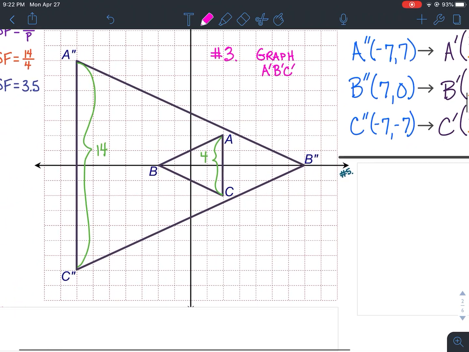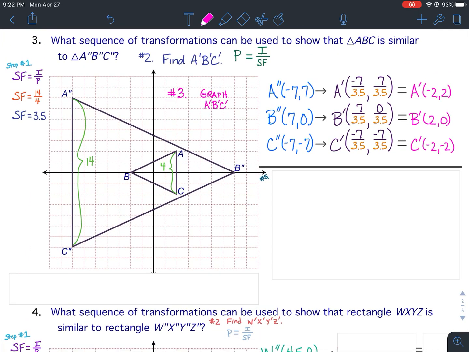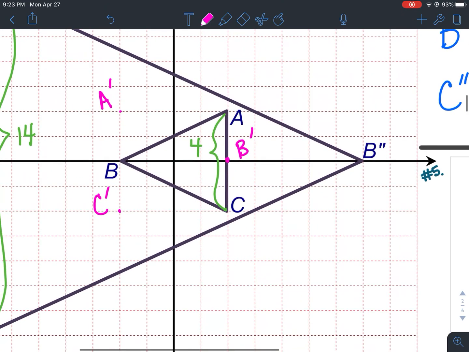Okay, step 3 is to graph A prime, B prime, C prime. A prime is at negative 2, 2, so I go to the left 2, up 2. And that's A prime. B prime is at 2, 0. So I go to the right 2, and then because it's 0, I don't go up or down, so it's on the x-axis. That's B prime. C prime is negative 2, negative 2. I go to the left 2, and then down 2. And that's C prime. Now, I'm going to connect the 3 dots.